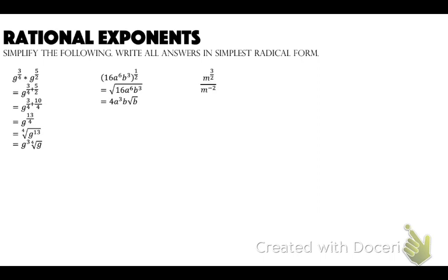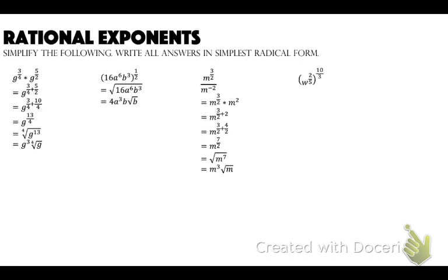Okay, this one, so we have m to the 3/2 over m to the -2. Well, if you have a negative exponent, it can flip up to the top, so this negative exponent just comes up. So that's the same as m to the 3/2 times m squared, which 3/2 plus 2 is the same as 3/2 plus 4/2, which is m to the 7/2, which is the same thing as the square root of m to the 7th. Okay, then you can pull out an m cubed and you're just left with the square root of m.